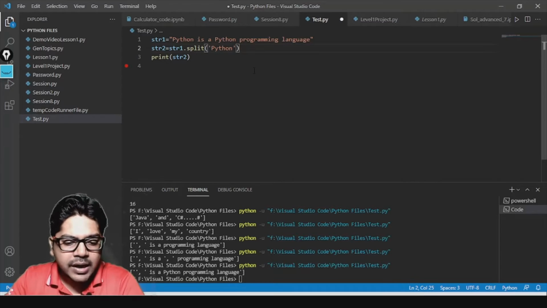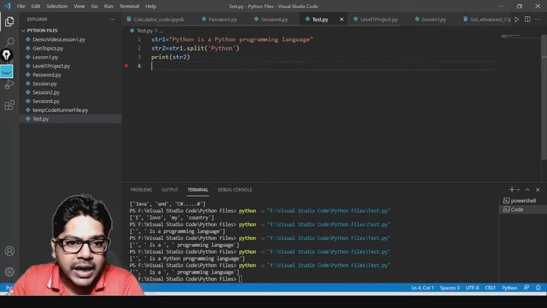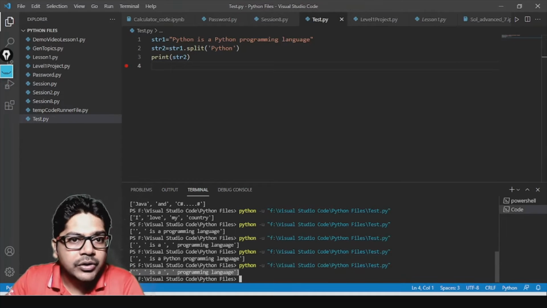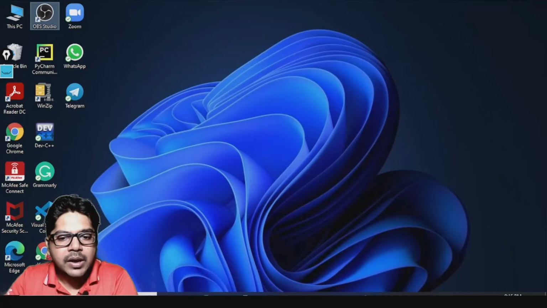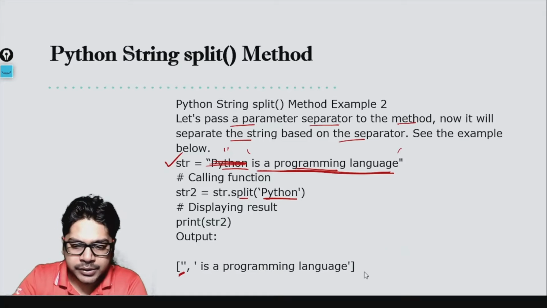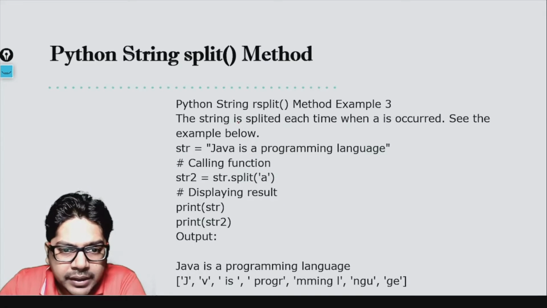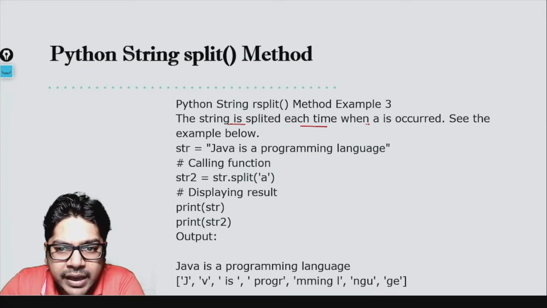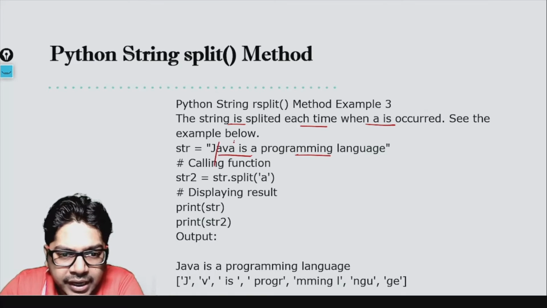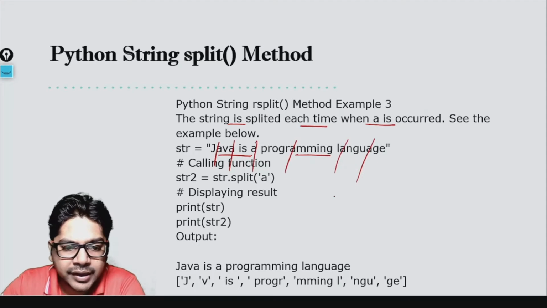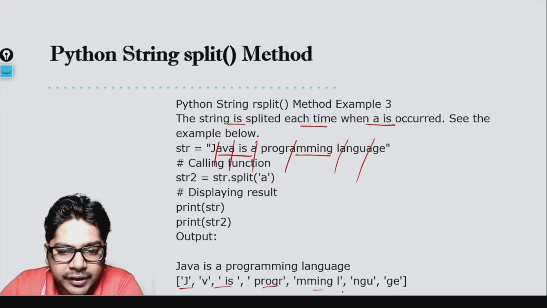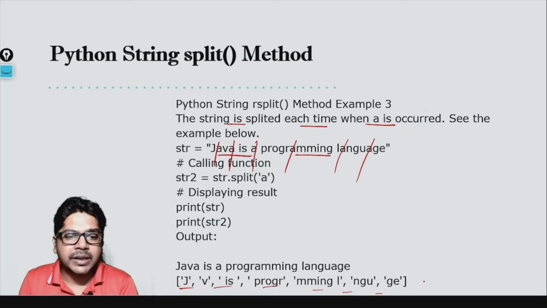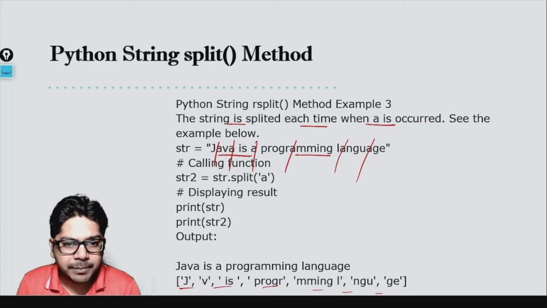If I remove this, then it is going to split 2 times, because in that case we did not specify, so it will do the maximum number which is possible. So this is how the other parameter works. Okay, so here the string is split each time when "a" occurred. See this example, "Java is a programming language." Here there is an a, here there is an a, here, here, here. So we will get so many strings, so many items in the list, right? So many separations will happen.